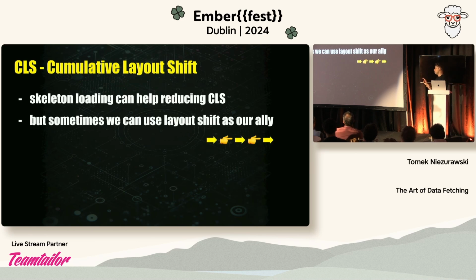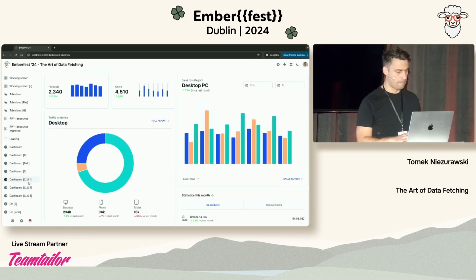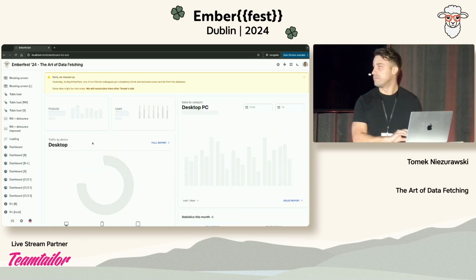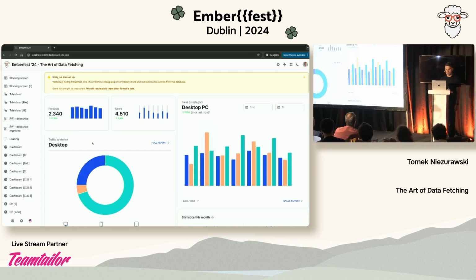But sometimes we could use the layout shift as our ally, and I'm going to show you that. First, we'll see what is the story. So the warning at the top didn't load yet, but we'll load it in a sec. So the alert says, sorry, we messed up. Yesterday, during Emberfest, one of our colleagues got completely drunk and removed some records from the database. Some data might be inaccurate. We will calculate them after Tomek's talk.